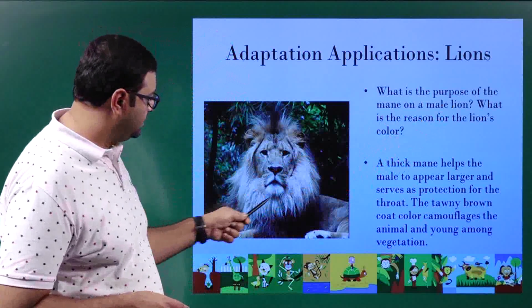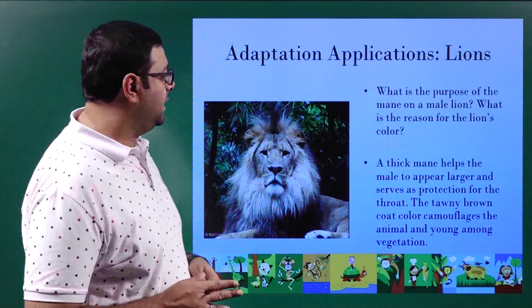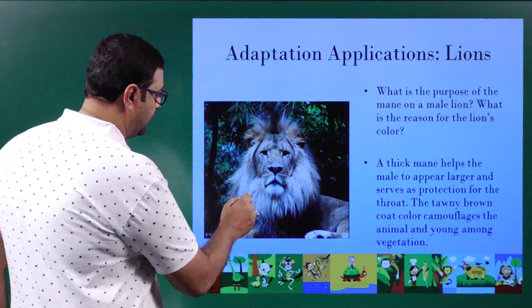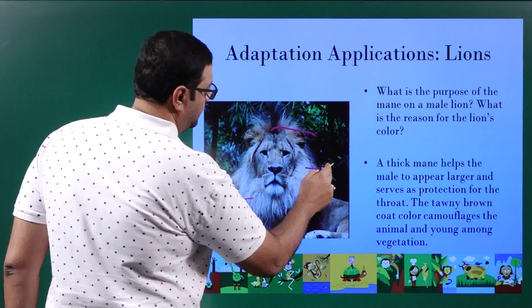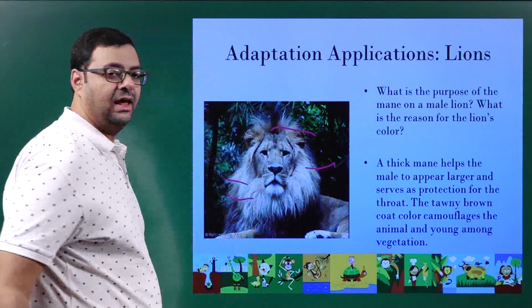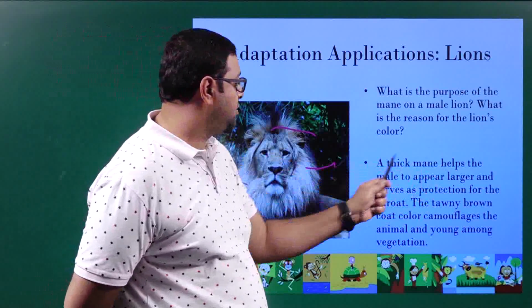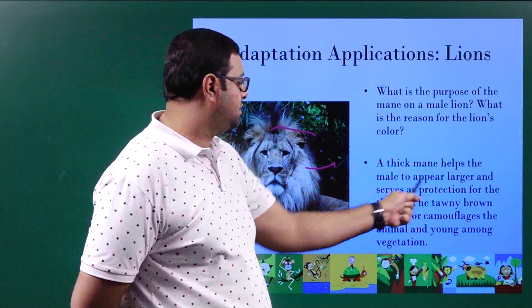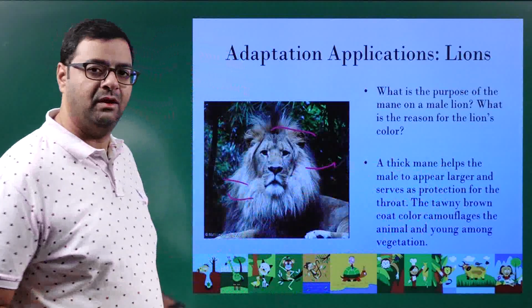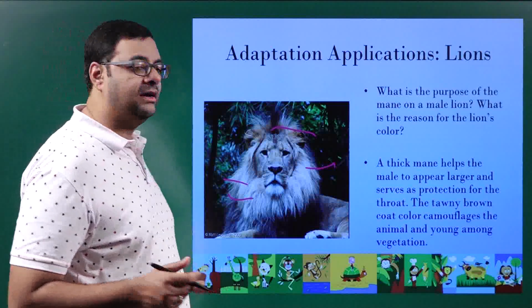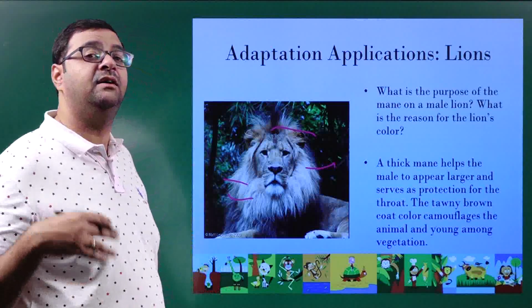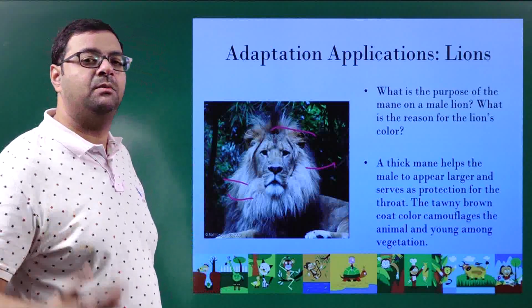What is the reason for the lion's color? Now this is basically the mane of the lion. The thick mane helps the male to appear large and serves as protection for the throat. Though it is a top predator, even this lion can be hunted when it becomes old and is not able to hunt for itself.